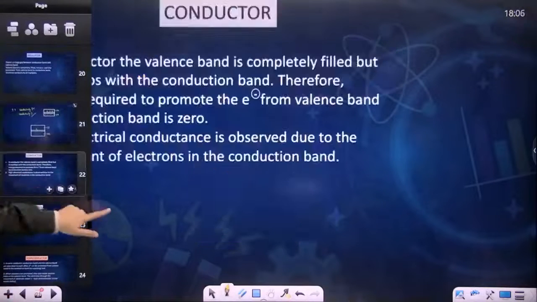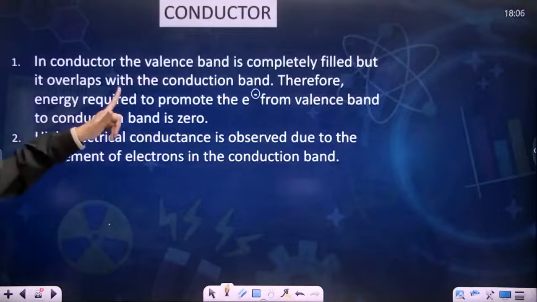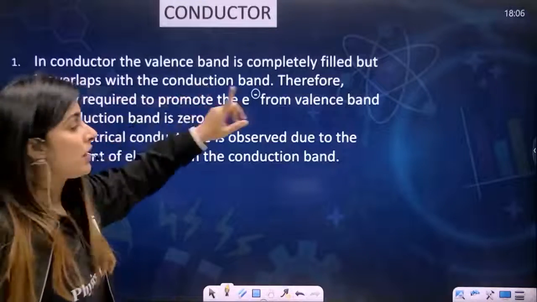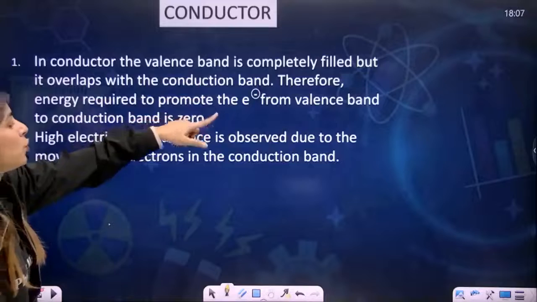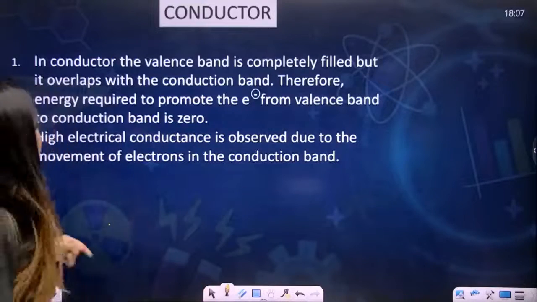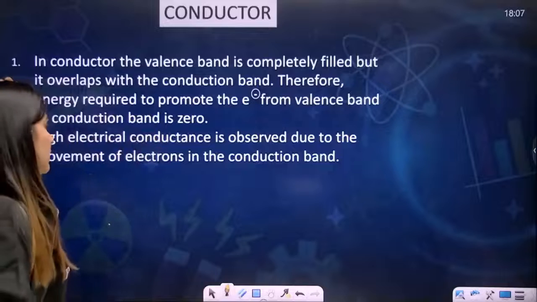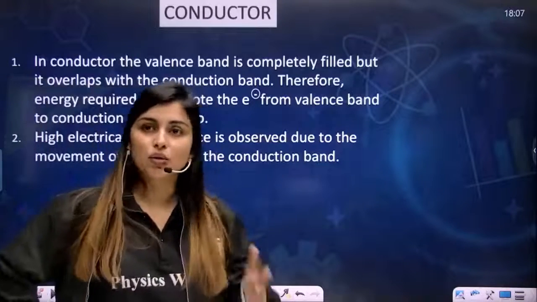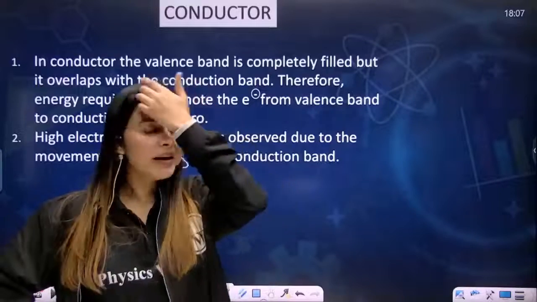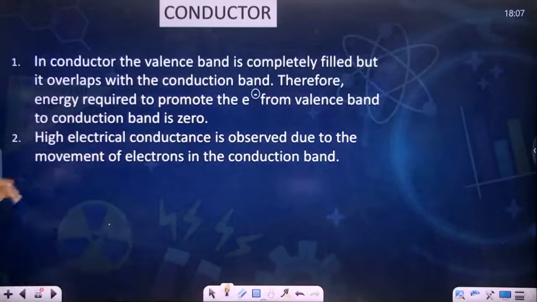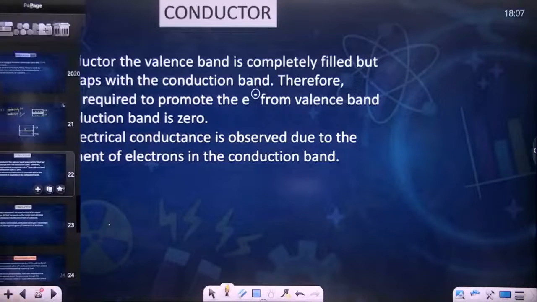Now just see. In conductors, the valence band is completely filled, but it overlaps with the conduction band. Therefore, the energy required to promote the electron from valence band to conduction band is nearly zero. High electrical conductance is observed due to the movement of electrons in the conduction band. Your electrons can move in the conduction band and eventually they are very good conductors. Okay, perfect. They can conduct electricity. I hope you have written till now.